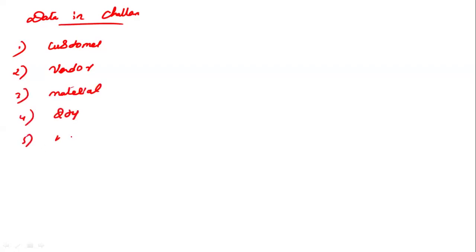So in this challan, you will have who is the customer, who is the vendor, and what material are you going to send, what quantity, from which plant are you going to send, on what date you're going to send, and what is the price. These are the information we will have. These are the basic fields which are required to create a challan.